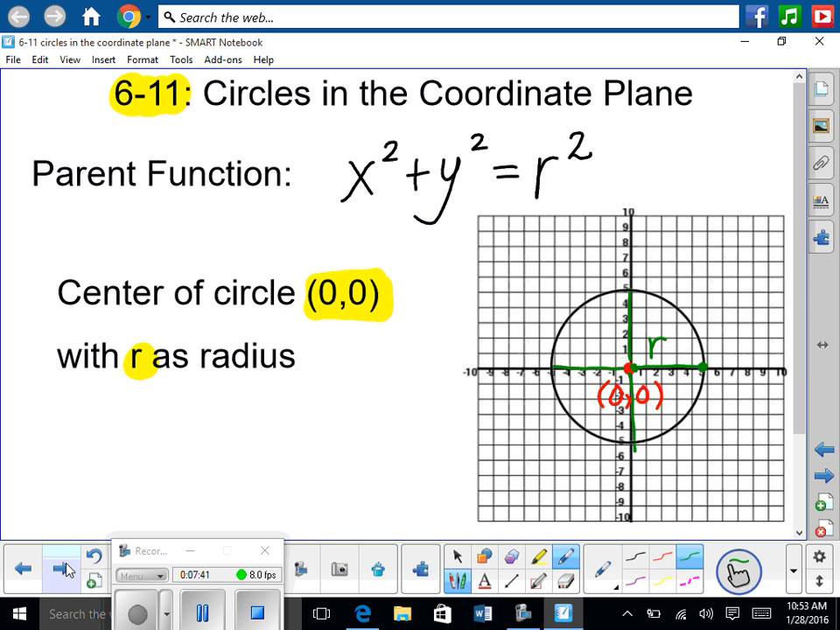The center of your circle will be at 0, 0. So does everybody see how right here I have the center of my circle at 0, 0? It will always be there if it's the parent function, so it's a non-shifted function. No, we're going to take and move this circle all over the place in a second.